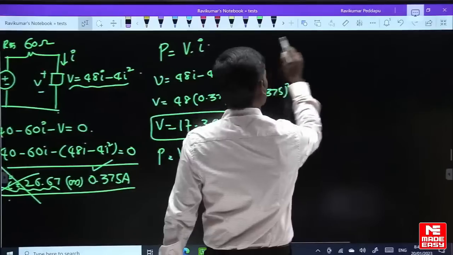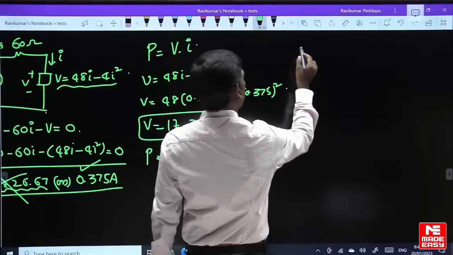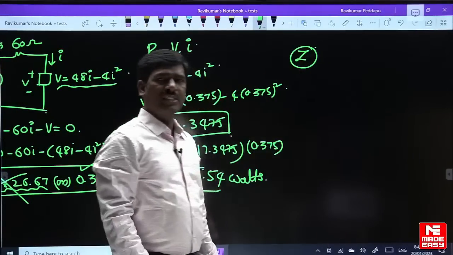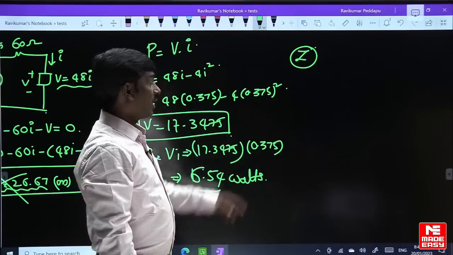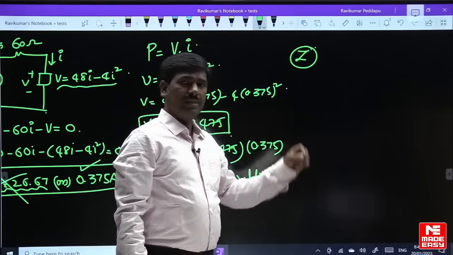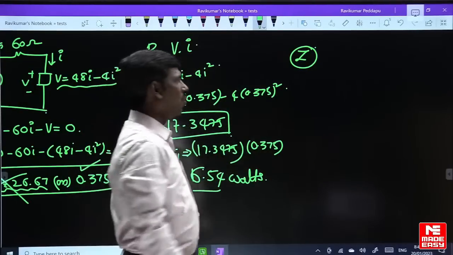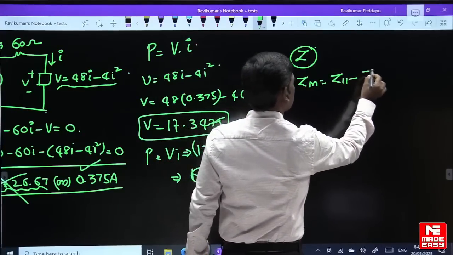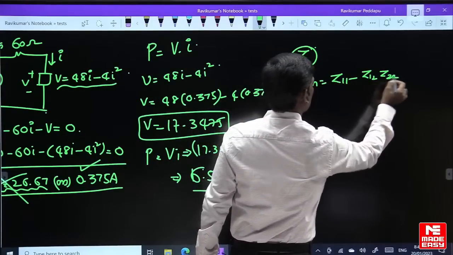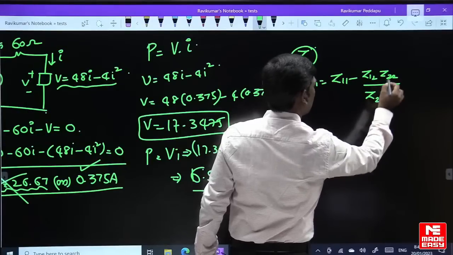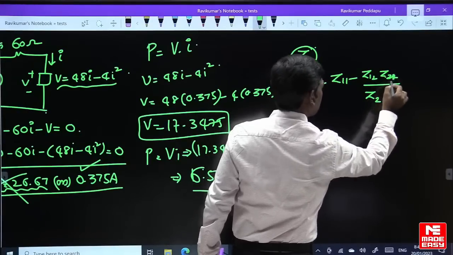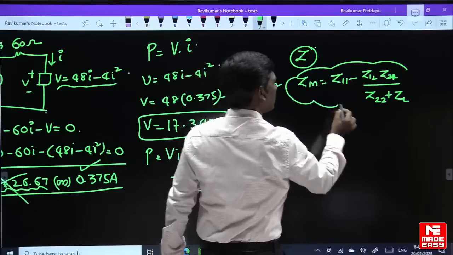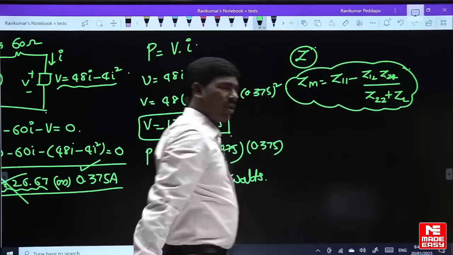Just look here now. For Z parameters, the two port network is terminated with a load. Zin is equal to Z11 minus Z12 Z21 by Z22 plus ZL. This is Z in for Z parameters. It is terminated with a load.